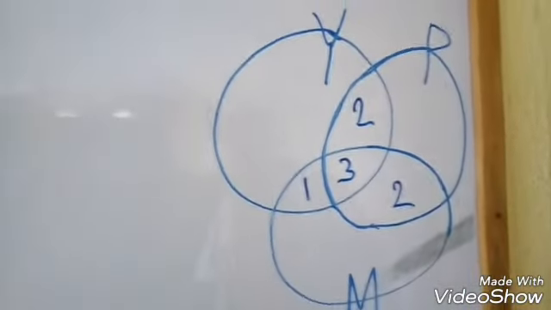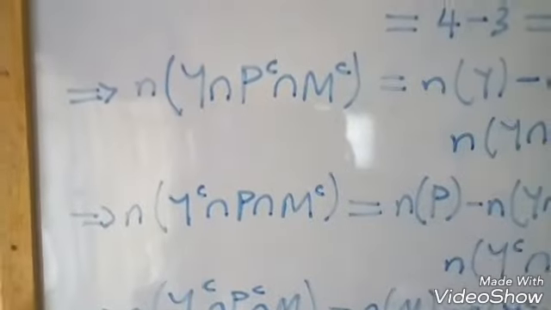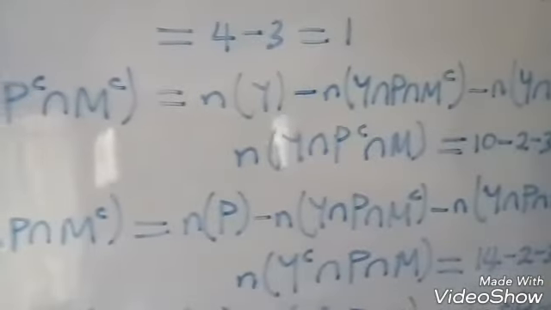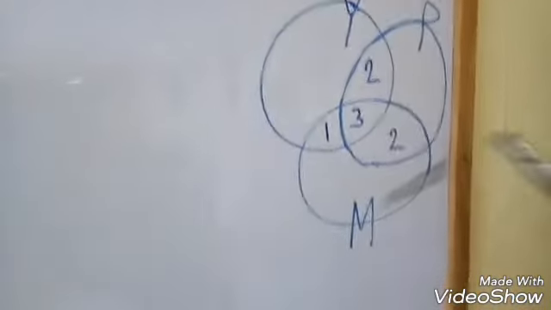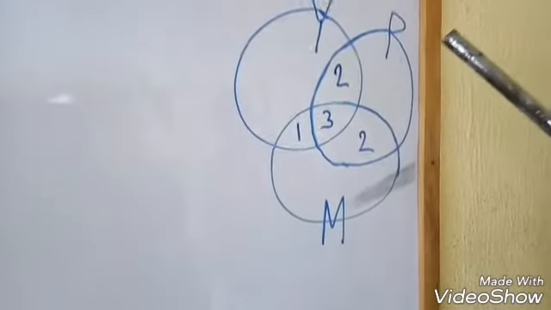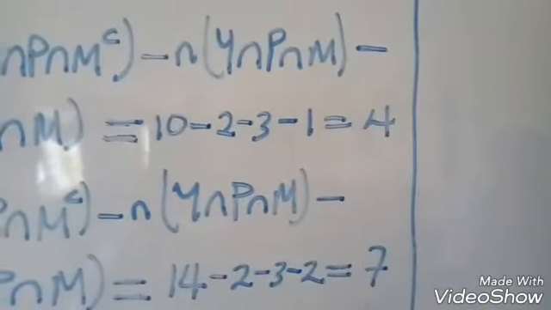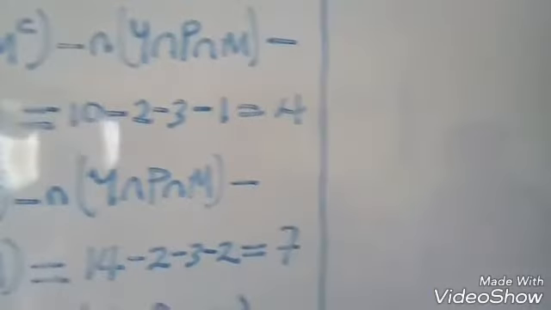And then those who sold yam only is what? If you look at this circle for yam only, this one is given, this one is given, this one is given. This is the only one we have to find, which represent yam only. This region is the whole of yam minus this, minus this, minus this. Yam is given as 10. Those who sold yam is 10. So it will be 10 minus this region, minus this region, minus this region.